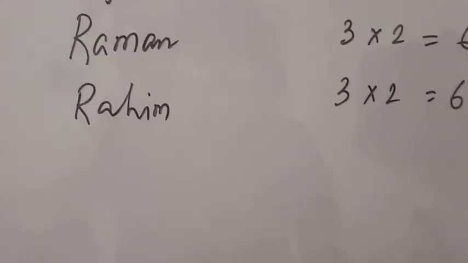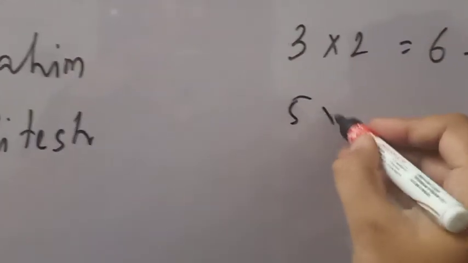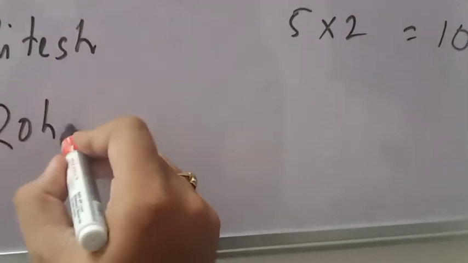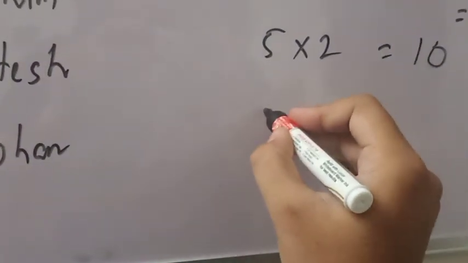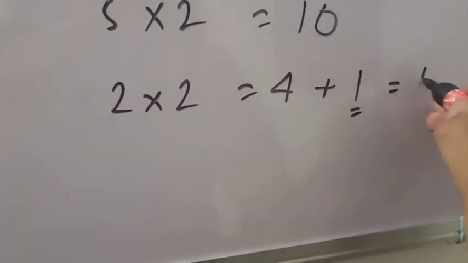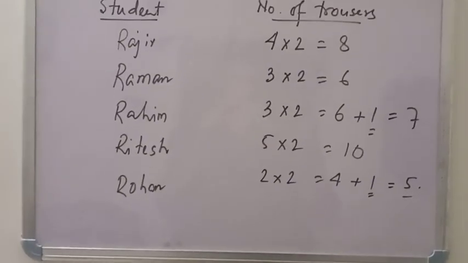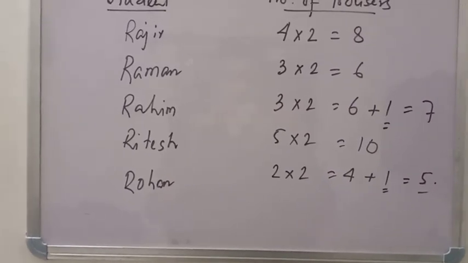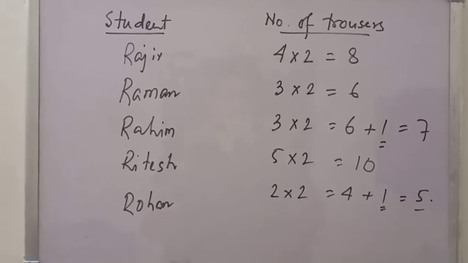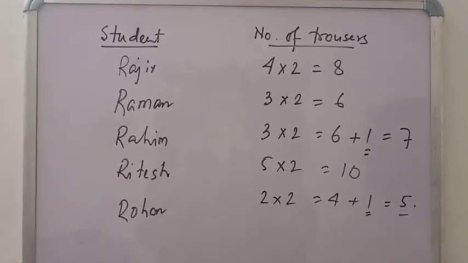Next one, Ritesh, 5 into 2. This is 10. And Rohan is also 2 into 2, that is 4 plus 1, because one single slide is there. So this is the table to show the data. Rajiv 8, Raman 6, Rahim 7, Ritesh 10 and Rohan 5. Okay, now next.